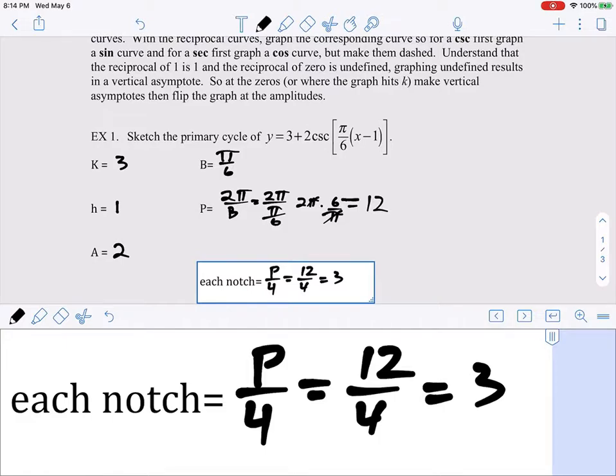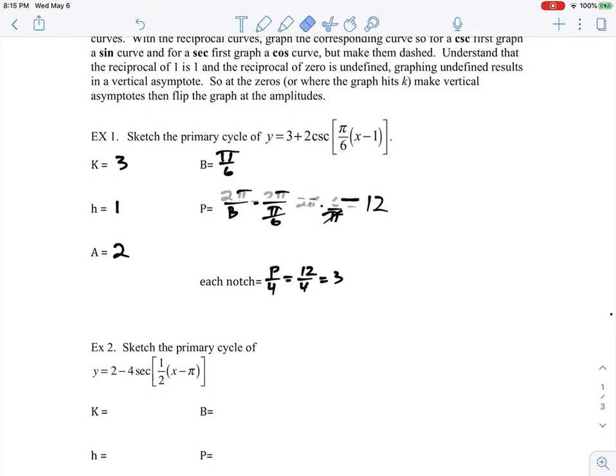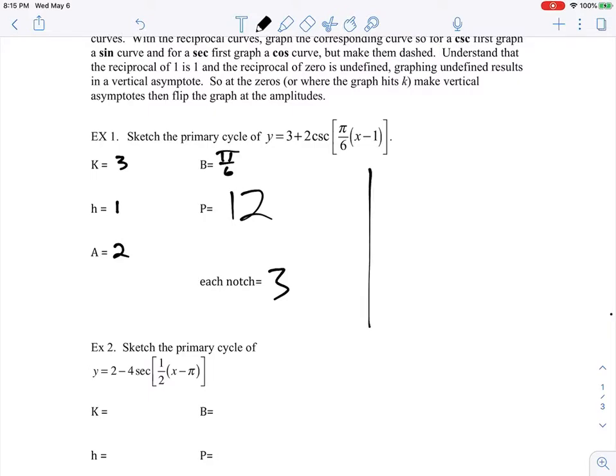No matter what I'm dealing with, whether I'm dealing with the sine, cosine, or secant or cosecant. Okay, I'm going to erase how I got to 12 and how I got to 3, just so I have enough room to graph. Okay, but I hope that math is getting easy for us as we keep using it. All right, so that was 12, and then that was 3. Okay, so I'm going to set up my graph. Always the same way.